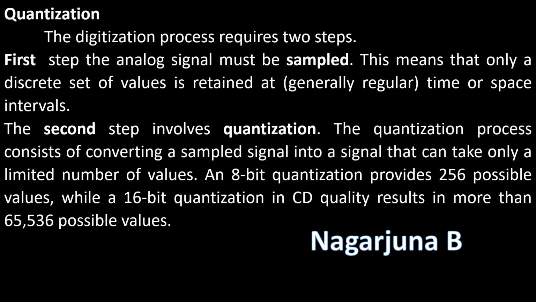Sampling is nothing but converting an analog signal into a digital signal. It means whatever continuous curve of a sound wave there is will be sampled at regular intervals of time, giving a discrete set of values retained at regular time or space intervals. That is the first step in digitalization: sampling. A digital signal just retains the discrete set of values from the continuous curve.